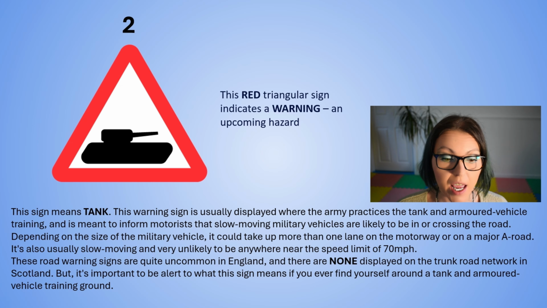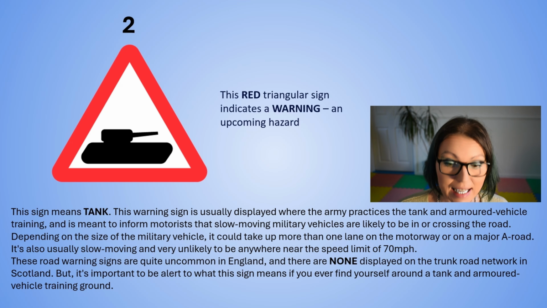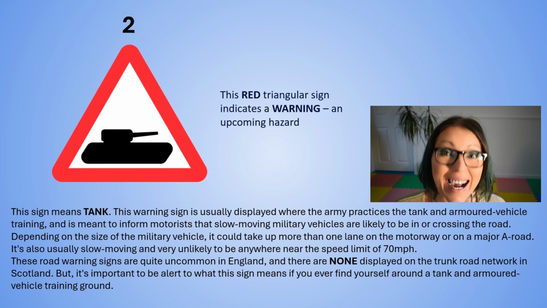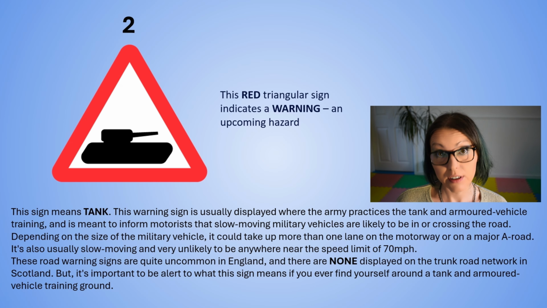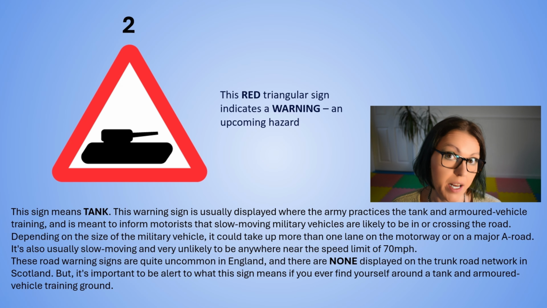or on a major A road, and it's usually slow moving and very unlikely to be anywhere near the speed limit of 70 miles per hour. These road warning signs are quite uncommon in England, and there are none displayed on the trunk road network in Scotland. But it's very important to be alert to what these signs mean if you ever find yourself around a tank or armored vehicle training ground.